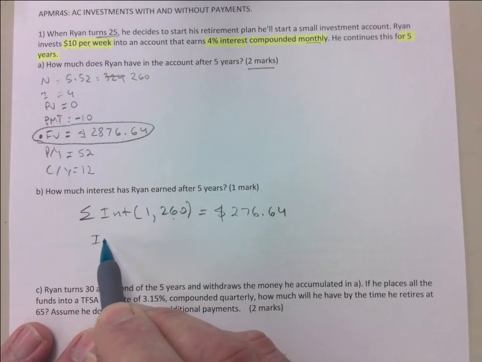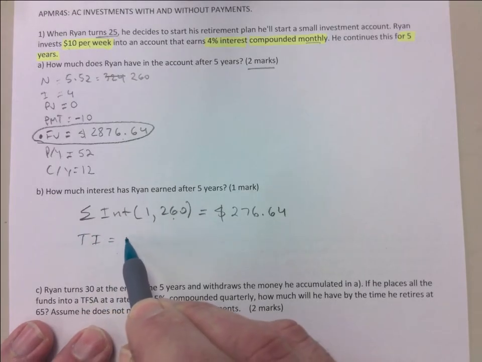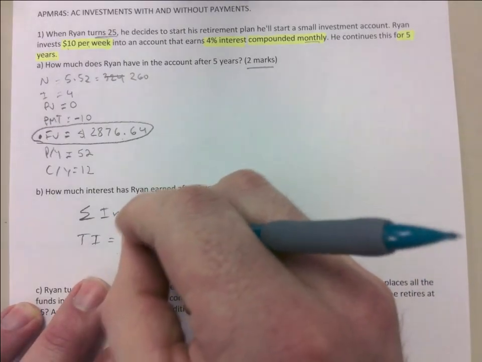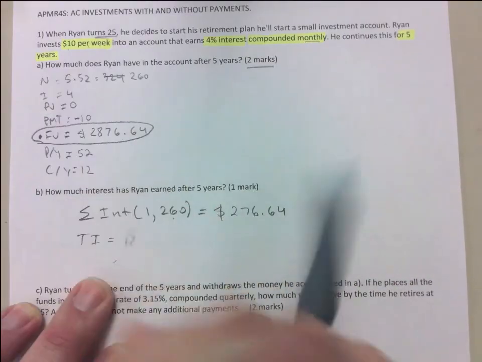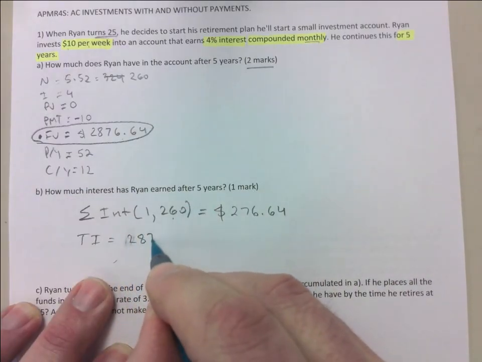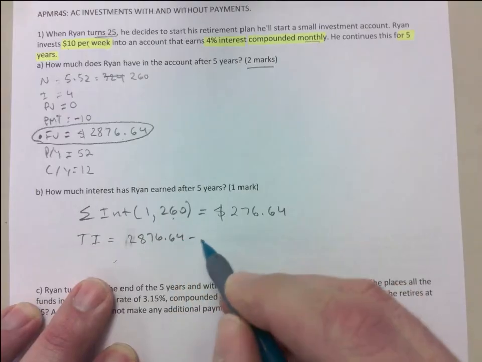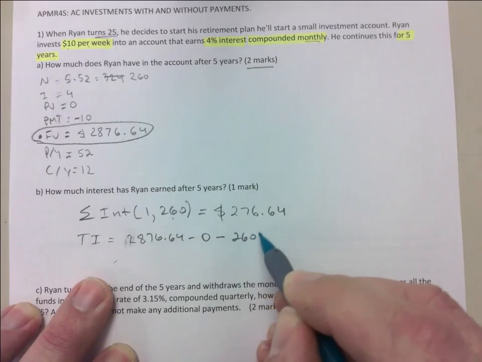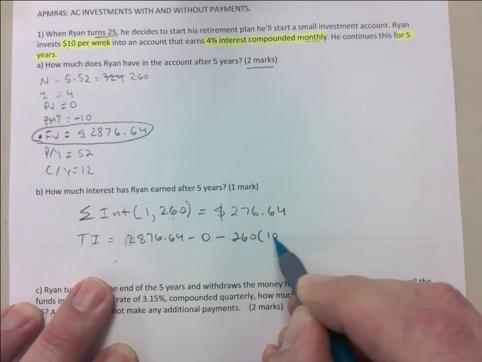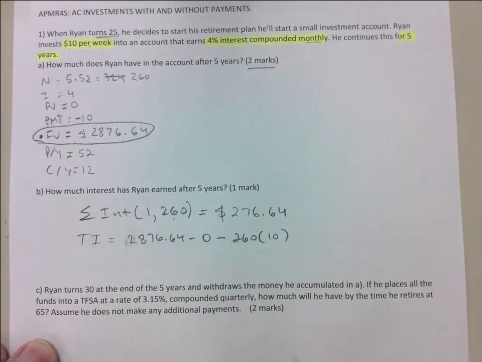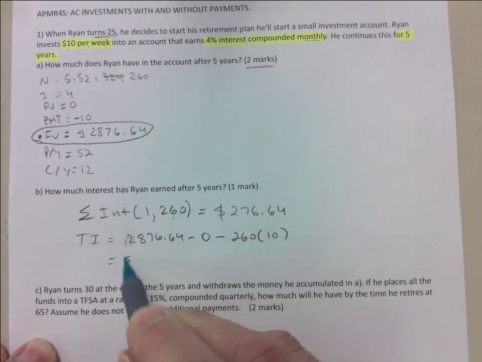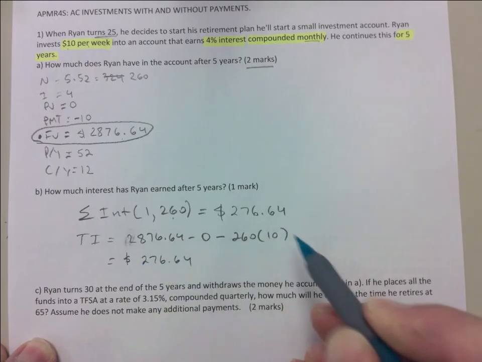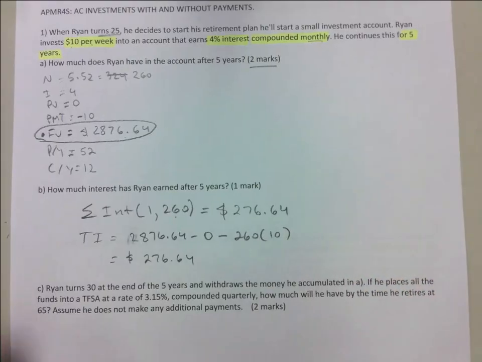Alternatively, if you want to use this other formula, it's PV. No, sorry, I'm mixing them up. What is the formula again? Future value minus present value minus N times PMT, right? That's the other formula that I gave you. Make sure you have that on your study sheet. And that's still 276.64. Either way, you get a mark for that.